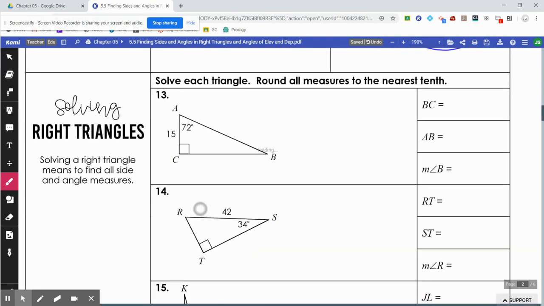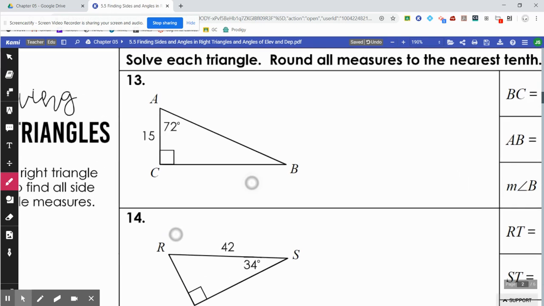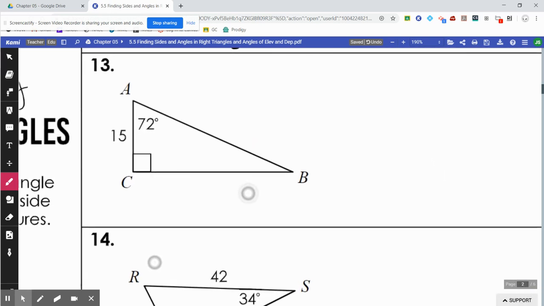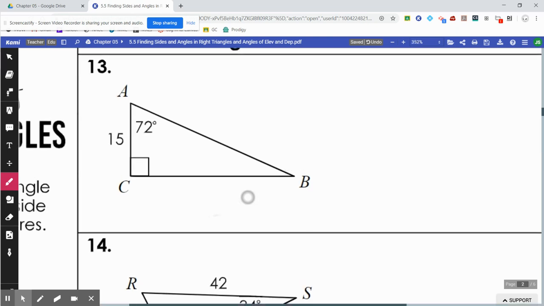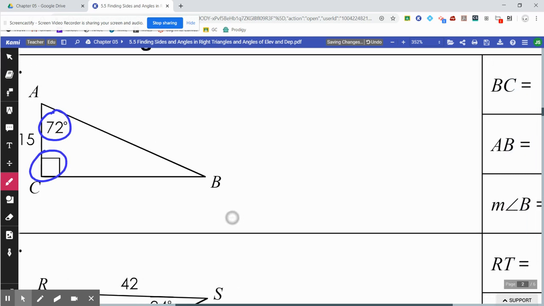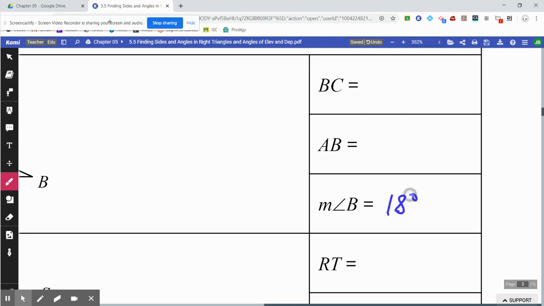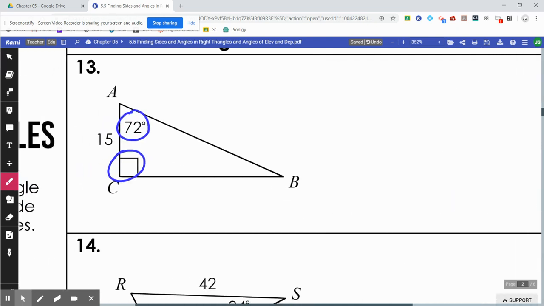Now, next up, we're going to solve triangles. Now, what we mean by solving triangles is finding every angle and finding every side. A couple of things that can help us solve triangles, like with this first one: the three angles in a triangle. Remember back from geometry, the three angles always have to add up to 180. So if you have a 72 here, a 90 here, add those, subtract from 180, and you're going to get measure of angle B has to be 18 degrees. So that's one trick that we can remember.